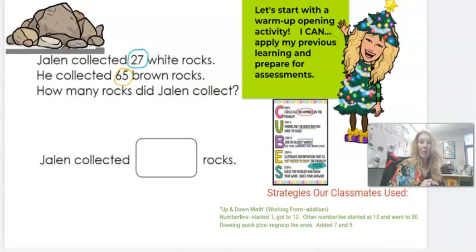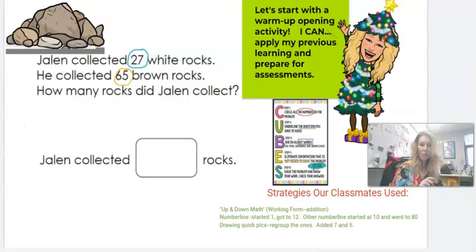Yes. And we're going to talk about this, starting with our I can. So I can access my previous learning for understanding, right? And prepare for an assessment, which is coming in, like, 2 weeks, right? So we want to make sure we're ready for both addition and subtraction. So let's take a look at the story. Jalen collected 27 white rocks. He collected 65 brown rocks. How many rocks did Jalen collect?